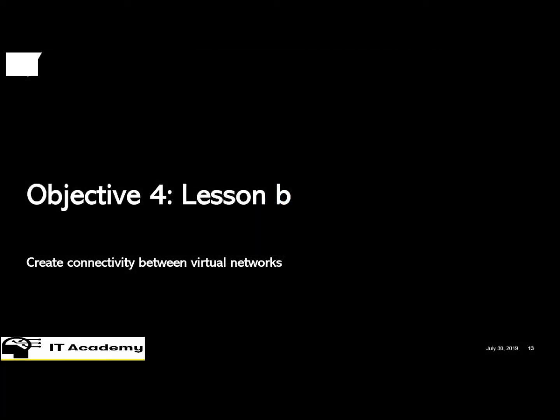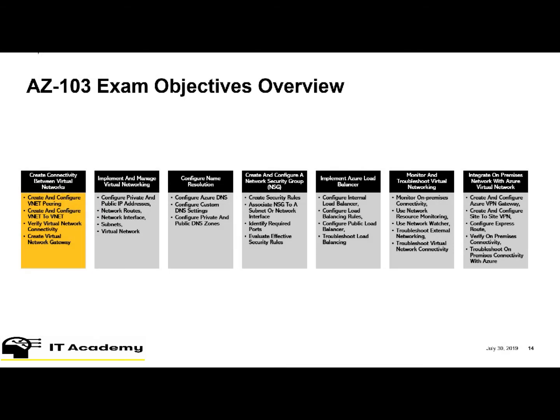In Lesson B of Objective 4, we're going to take a look at creating connectivity between virtual networks in Azure. In the 103 exam, you're going to come up against questions that test your ability to create and configure VNet peering, VNet-to-VNet VPNs, and also to verify connectivity and to create a virtual network gateway. Not only will you come across theory questions, I can pretty much guarantee you're likely to run into exam simulation questions where you'll be asked to perform the configuration steps in a simulated version of the Azure console.